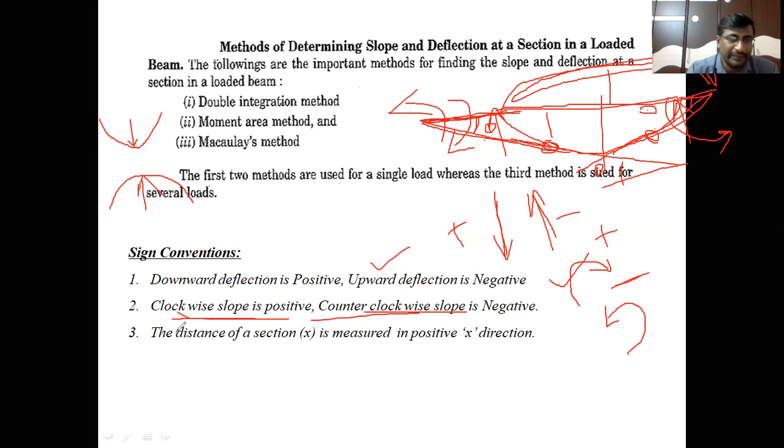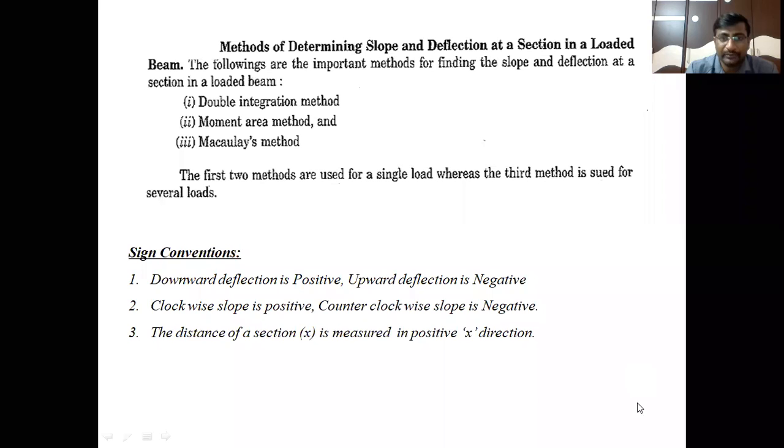Next, the third sign convention is that the distance x is measured in the positive x direction. Always when we take a section at a particular point, the section must be measured from the left hand side, that is the positive x direction. In the previous chapter we took the sections from the right hand side, but in this chapter we go for the left hand side. The x distance is in the positive x direction. So positive x direction is positive, negative x direction is negative itself. These are the sign conventions.